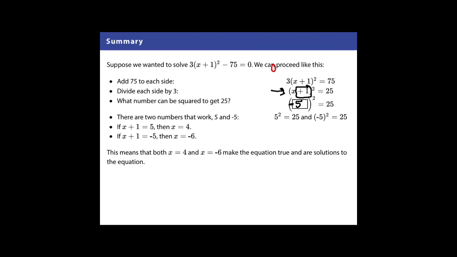But then, since we aren't looking at the plus 1, we use 5 and negative 5. If x plus 1 equals 5, then our x would be 4. And if x plus 1 equals negative 5, then our x would be negative 6. So this means that both x equals 4 and x equals negative 6 make the equation true and are both solutions to the equation.